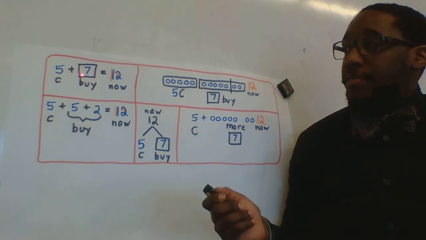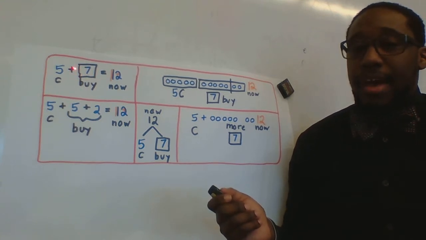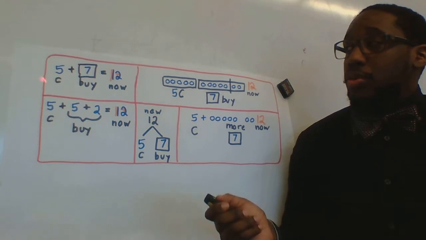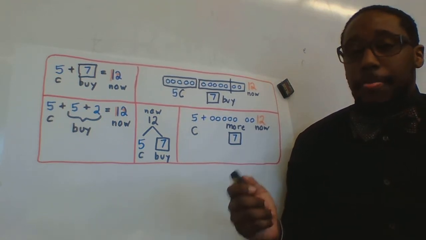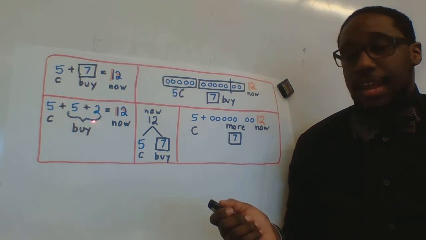Notice that the 7 is in a box. That's because the 7 wasn't found. This is what you call a regular equation. Now this one is called finding 10 and then adding on.